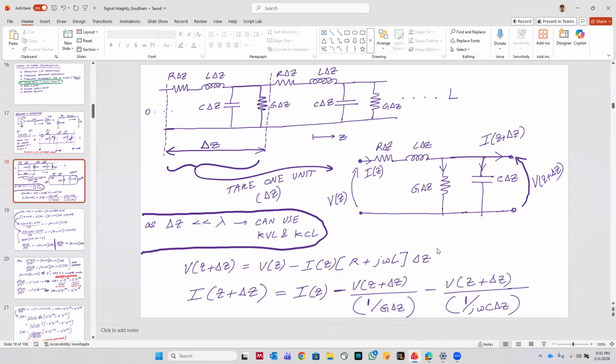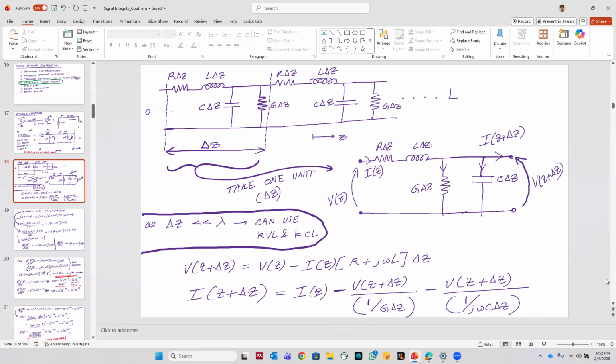Then you can simply use Kirchhoff's voltage law and current law. For example, V of Z plus delta Z, the voltage here, is just this voltage minus I times this impedance. So V of Z plus delta Z is V of Z minus I of Z times this impedance. Similarly, what is the current I of Z plus delta Z? It's going to be the current I of Z minus the current drawn by these parallel components. So I of Z plus delta Z is I of Z minus this voltage divided by these impedances, right?